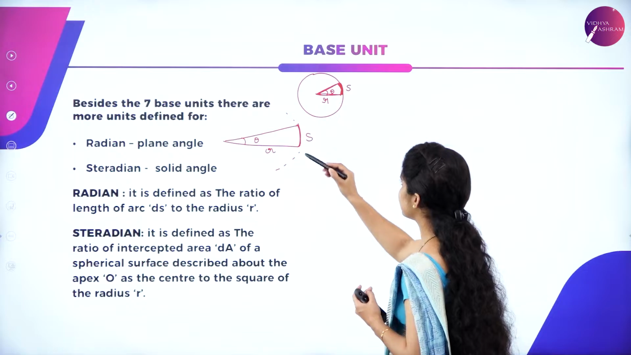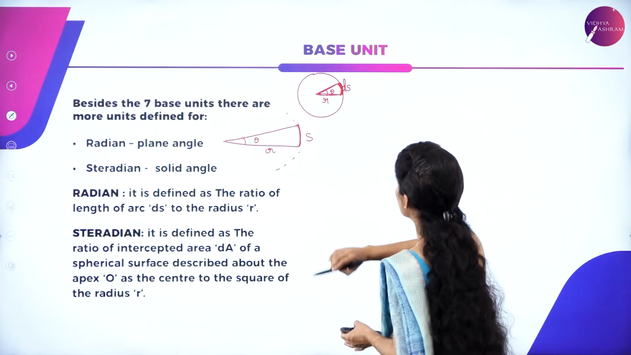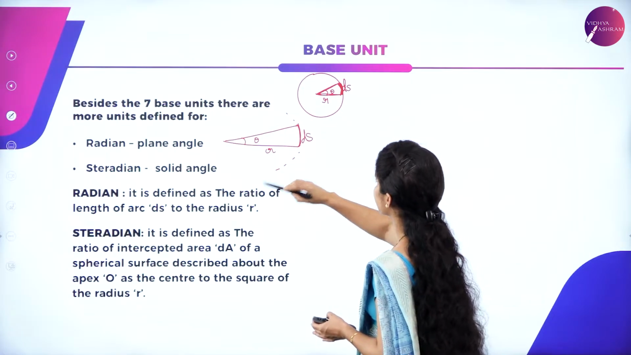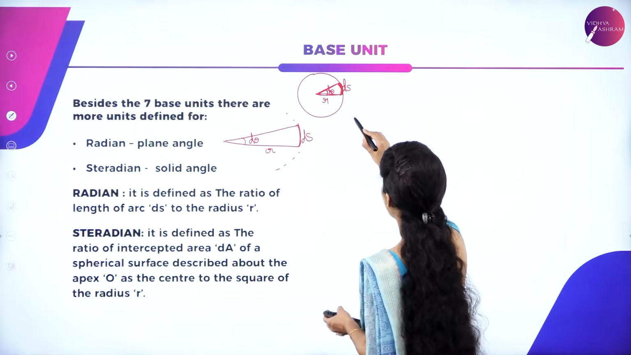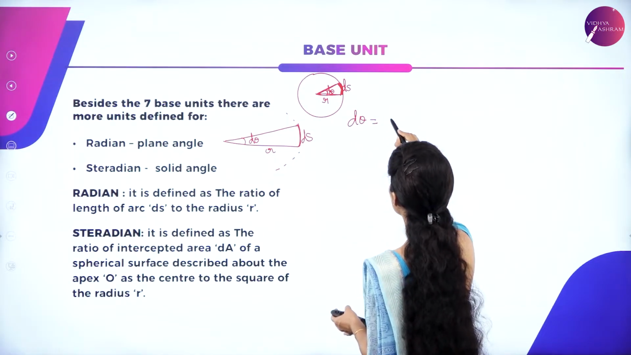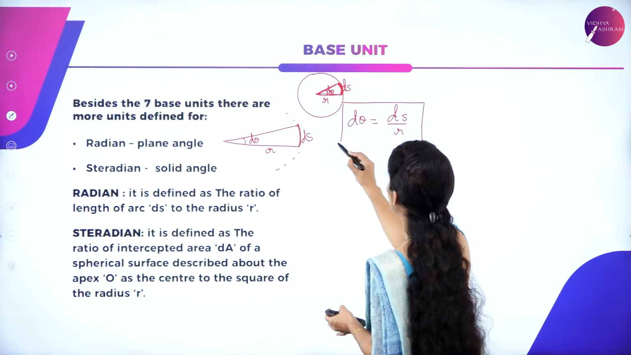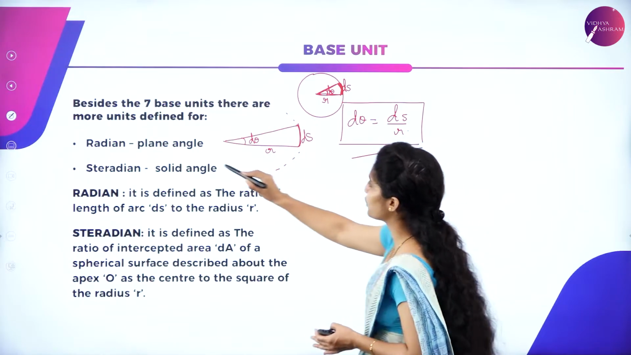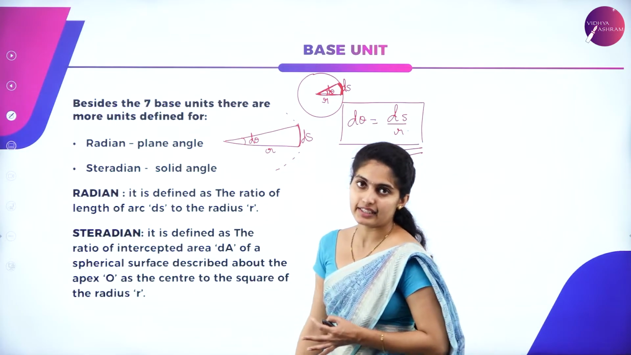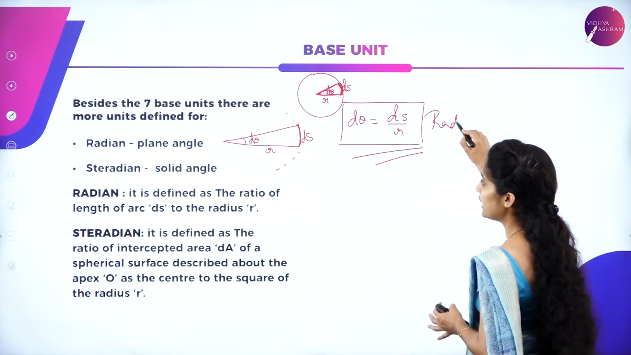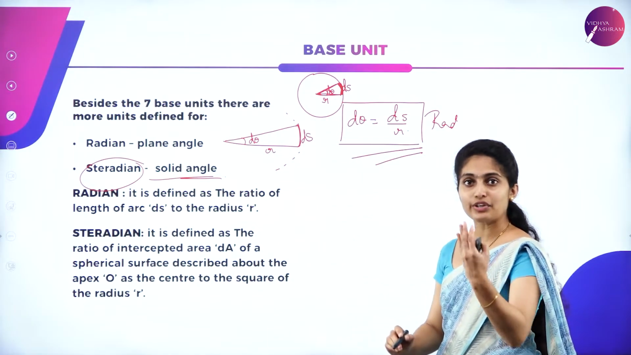Okay, so you need to calculate the angle. If this is a change in displacement, ds, and you have the change in angle, call it d theta, then the angle d theta is equal to arc length divided by radius. This is the formula for you to understand the radian. Radian is the unit for a plane angle, given as rad. And steradian is the unit for a solid angle. So how exactly do you give its formula?